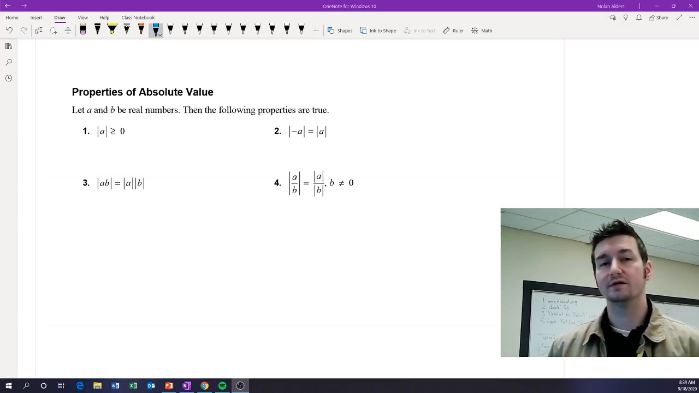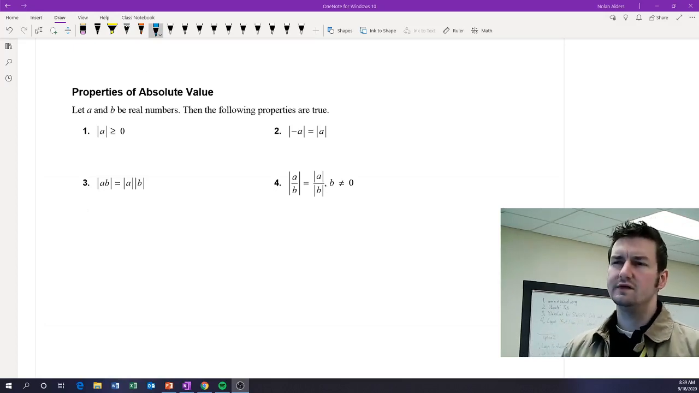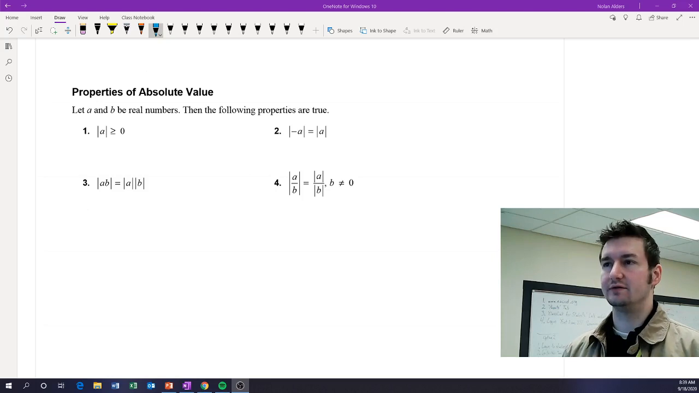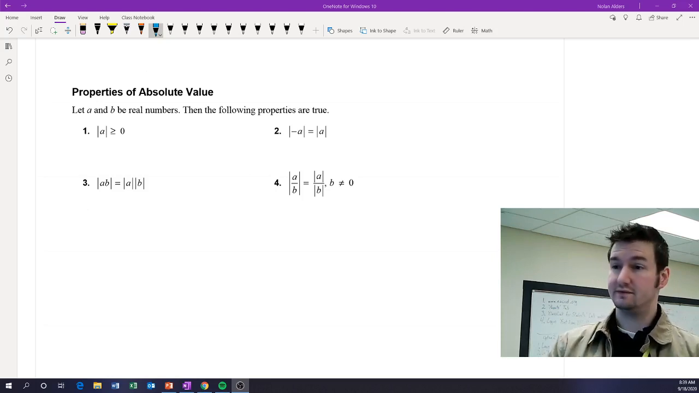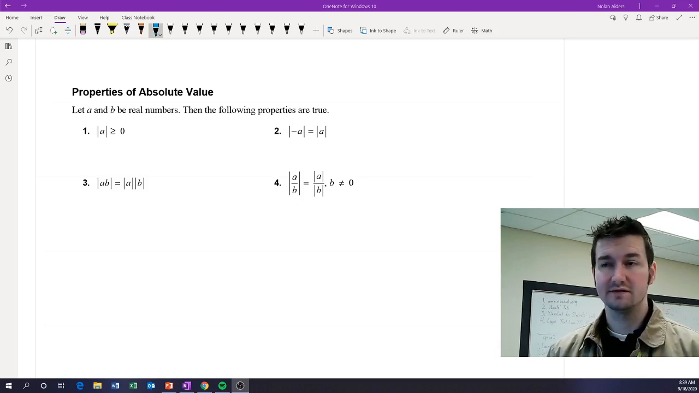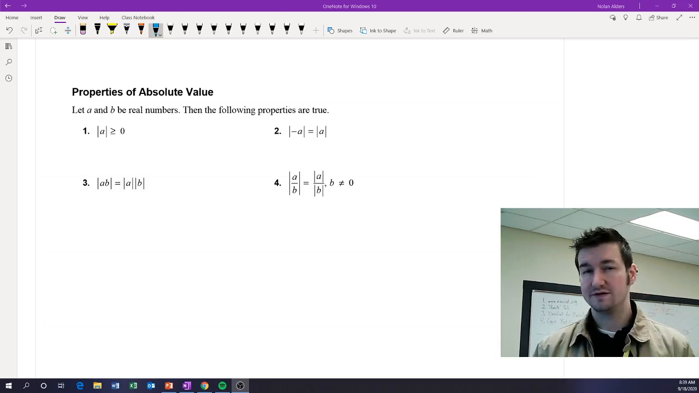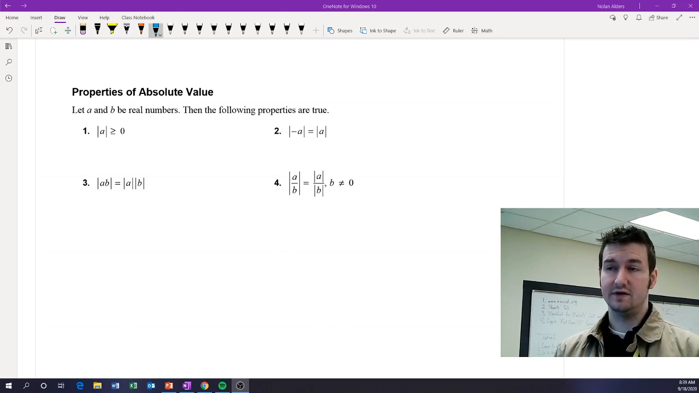Today we're going to do something a little bit different. We're going to look at how to solve an absolute value equation. So you've probably solved a lot of different equations and inequalities in the past, but maybe you've never solved an equation that had an absolute value in it. So I want to show you how to do that today.